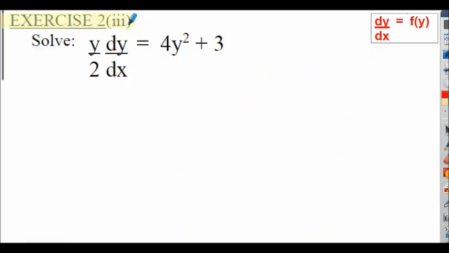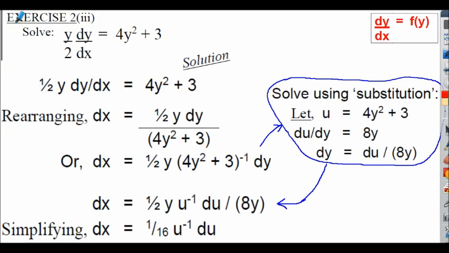Exercise 2 part 3, we're asked to solve a half of y multiplied by dy by dx is equal to 4y squared plus 3. If you can attempt this question without further assistance, I would encourage you to stop the presentation and do so now, but the full work solution is shown on the following slide. So here's exercise 2 part 3, commencement of the solution.